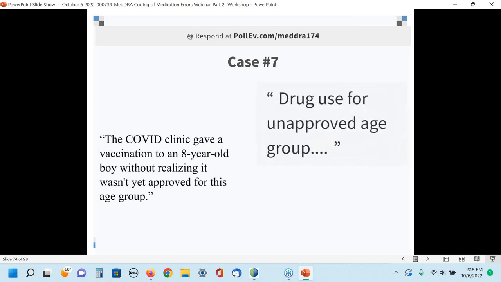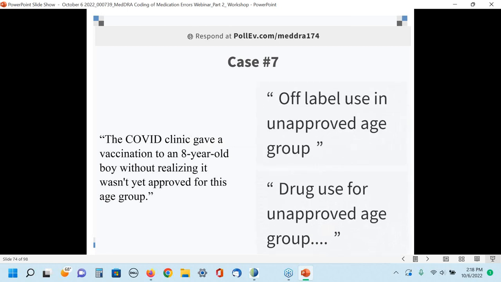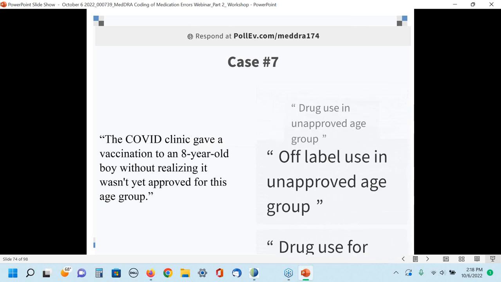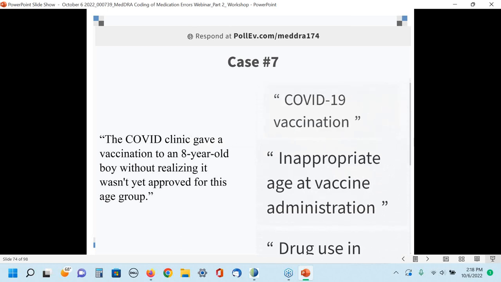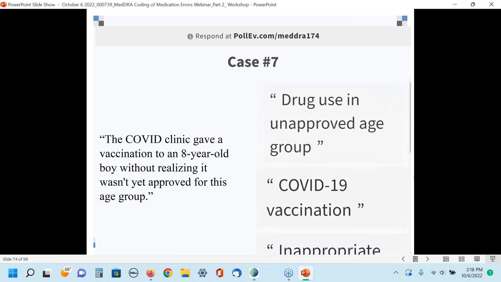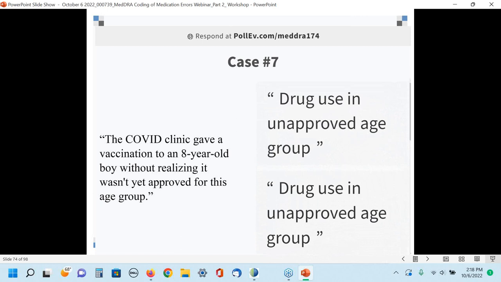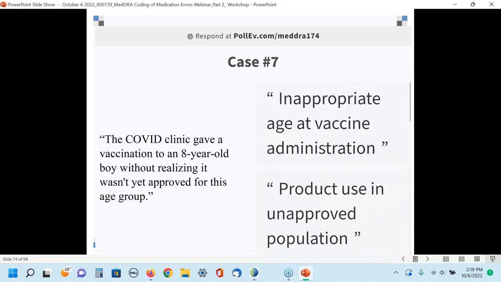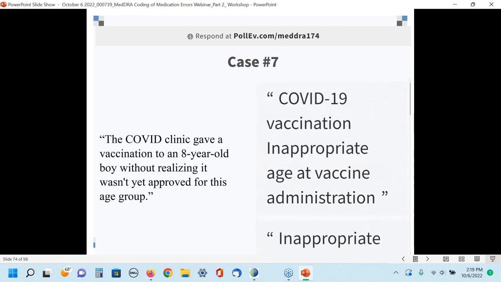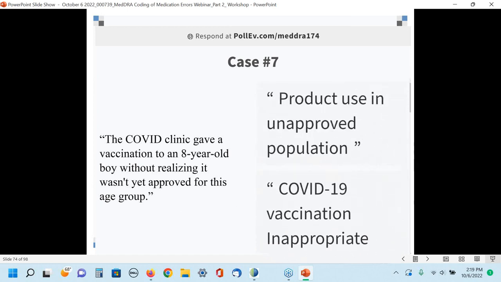Remember, try to go for the most specific LLT possible. Excellent. Someone had chosen an off-label term. If we look at this verbatim, the one thing I would say to you is that by definition, off-label is healthcare practitioner and it's intentional. This reads to me that they gave it to an 8-year-old without realizing it wasn't approved. So I don't infer that there was an intent in doing that. Therefore, I would not be comfortable using any thought that this was an off-label use of this particular product.